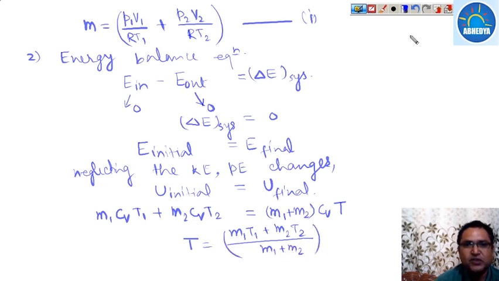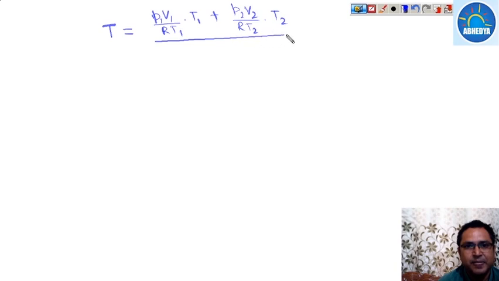Now by putting the values of M1 and M2, we will get T, the final temperature, equal to M1 T1, where M1 is P1 V1 upon RT1, plus M2 T2, where M2 is P2 V2 upon RT2, divided by M1 plus M2, that is P1 V1 by RT1 plus P2 V2 by RT2.